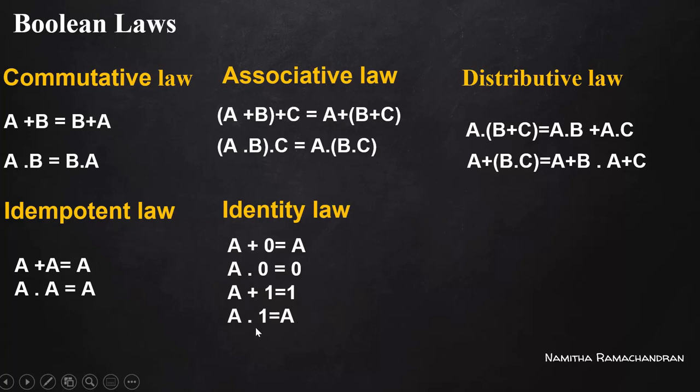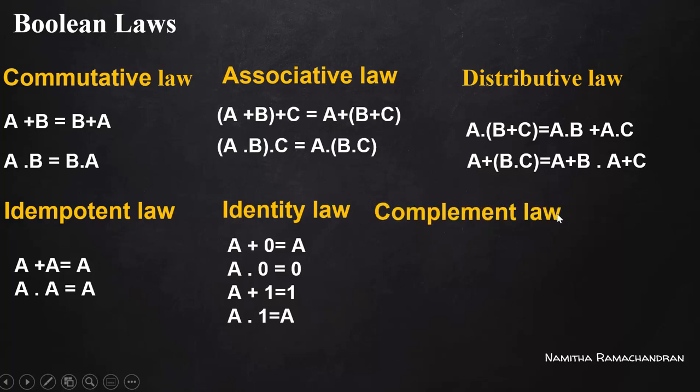Okay, so this 1 acts as an identity value. While performing AND operation with this A, it generates A itself. And similarly here, performing OR operation with 0, it generates A itself. So this is identity law.